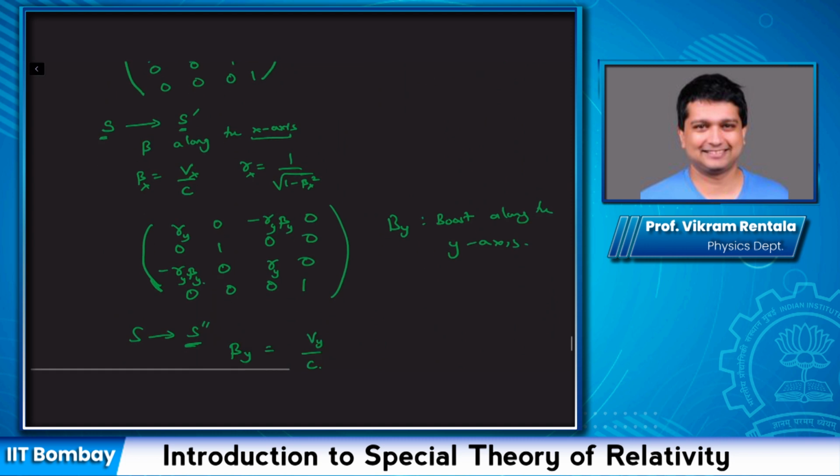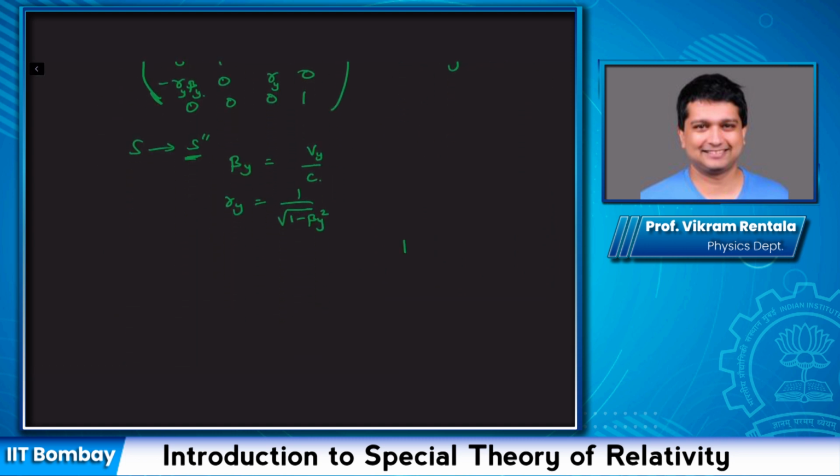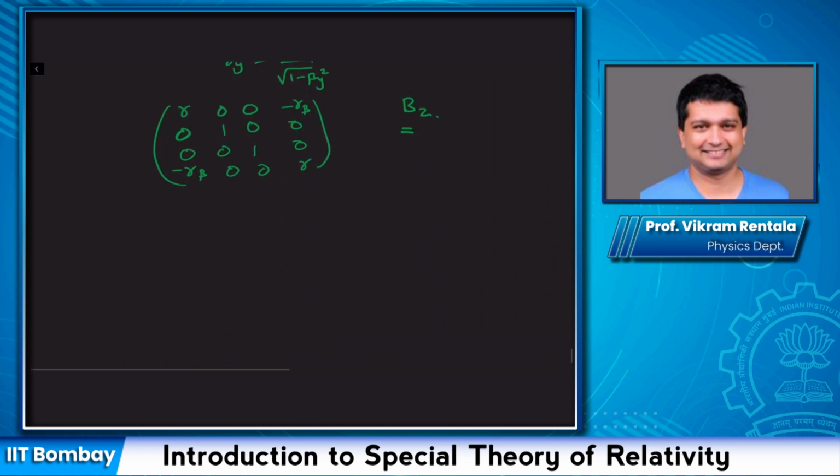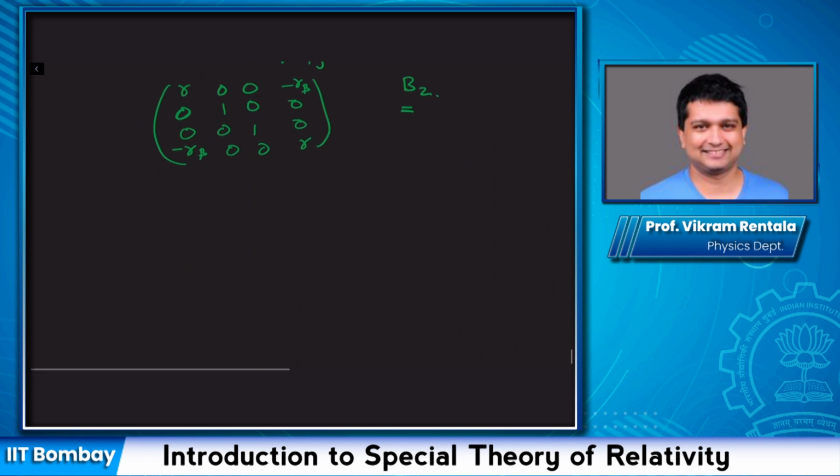And similarly you can construct Bz, which would have non-zero entries only here and here, and everything else would be zeros. So this would be a boost along the z-axis. So these are obvious extensions of the transformation that we already wrote down. But in addition to these, you would also have matrices of this form.